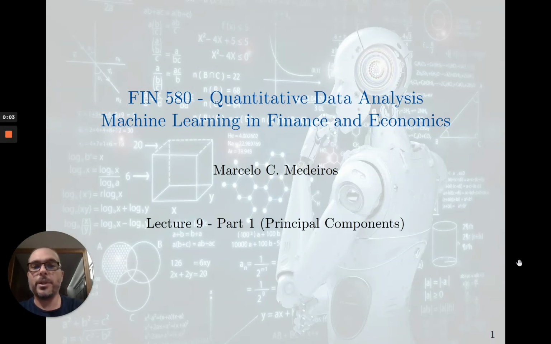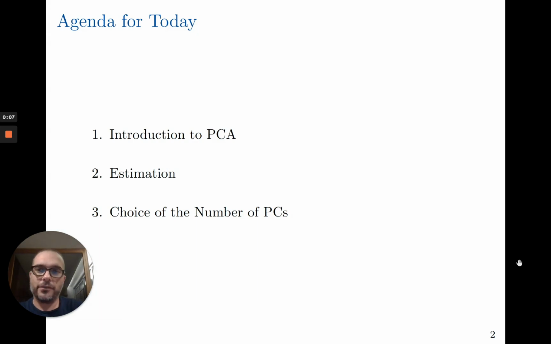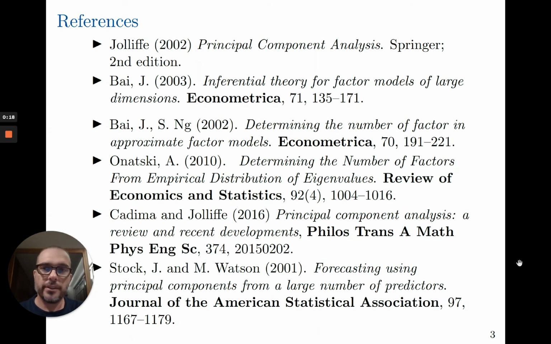This is part 1 and we are going to talk about principal components. Okay? So the agenda for today will be an introduction, then I'm going to talk about estimation of principal components, and finally how we choose the number of components. Okay? There are many references. For a textbook treatment, I recommend Jolliffe, Principal Component Analysis, and there are a bunch of papers giving results with respect to the theory of principal components.